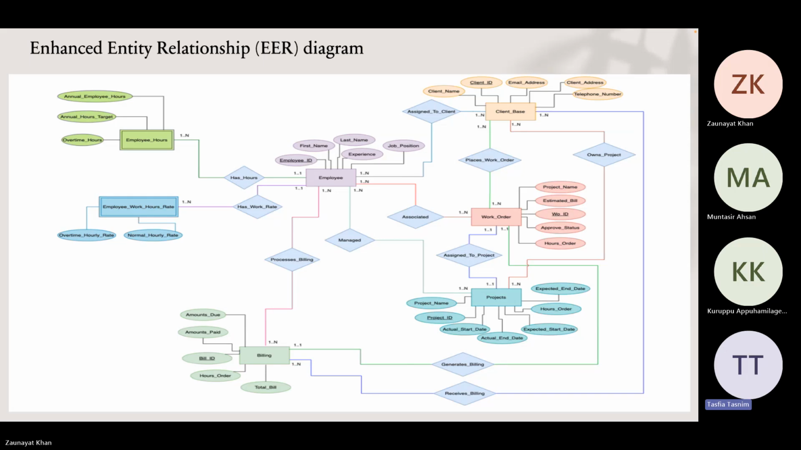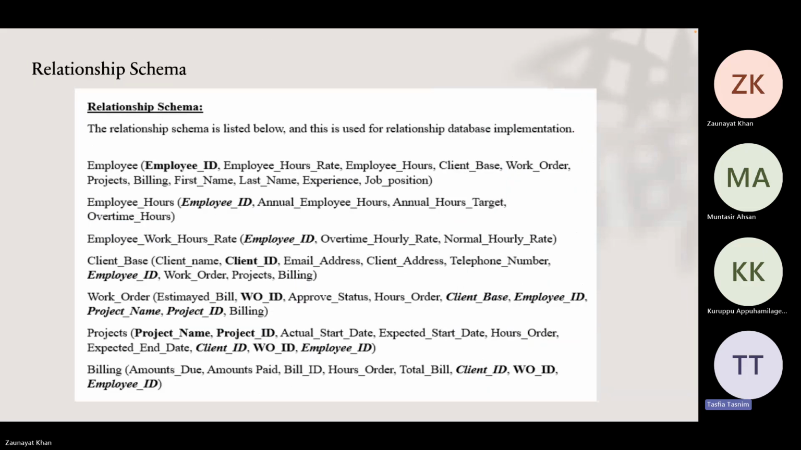Each work order feeds directly into the billing entity, which captures amounts due, amounts paid, and total bill. So the system is basically built to process billing data efficiently by linking employee work hours, project data, and client-specific work orders. And moving on to the next slide, where we have our relationship schema, which is basically the backbone for building and implementing our database.